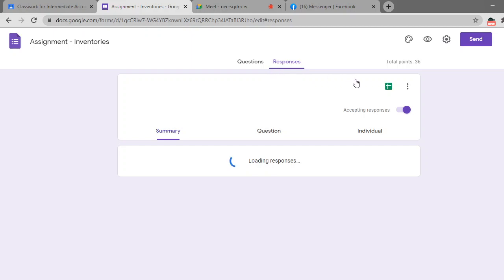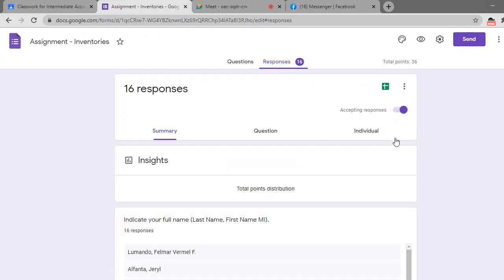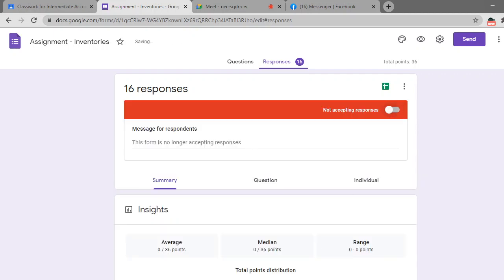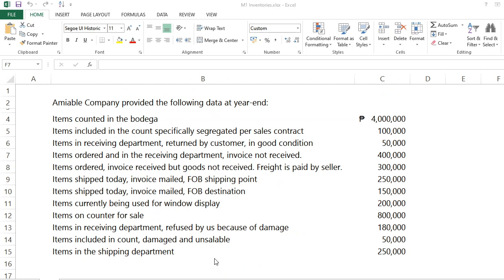Amiable. Amiable Company. So, you can see everything on my screen. I'm not hiding anything. Amiable Company, we are required to compute the correct amount of inventory, right? So, let's see whether it is right or not. I'll put a plus, minus. Compute the correct amount of inventory. Okay, Amiable Company provided the following data at year end. And we will select which of these are included in our inventory.